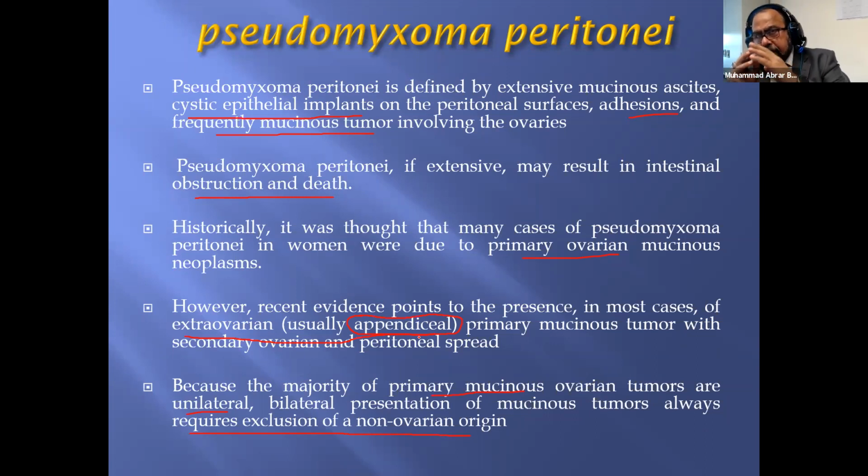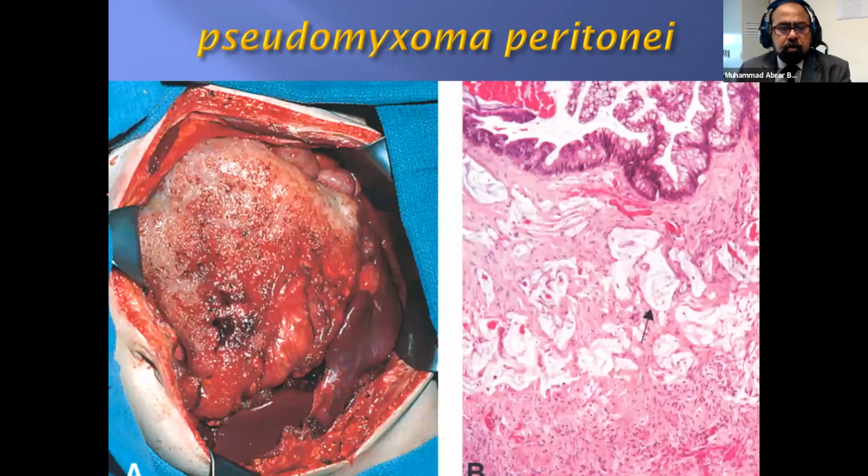Probably that had metastasized to the ovary, and then also involved the peritoneum. So if it is bilateral ovarian mucinous cystadenocarcinoma, you have to look for an appendiceal origin. Okay, is it clear now? Okay, this is how it looks. This is also called omental caking. Multiple small nodules are formed.